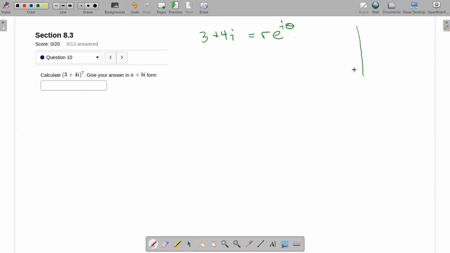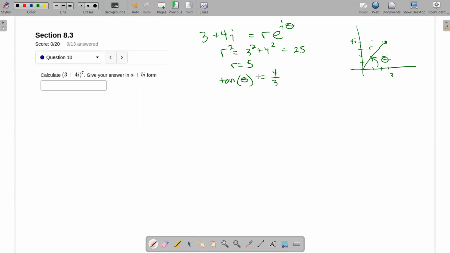So again, just thinking about this. 1, 2, 3, 1, 2, 3, 4i would be here. So I'm graphing this point right there. I need to know what is its radius and what is its angle. So I'm going to get the radius squared equals 3 squared plus 4 squared. 9 plus 16 is 25, nice. So r is 5, that's a beautiful number. And then the angle is going to come from the tangent of theta having to equal that 4/3.